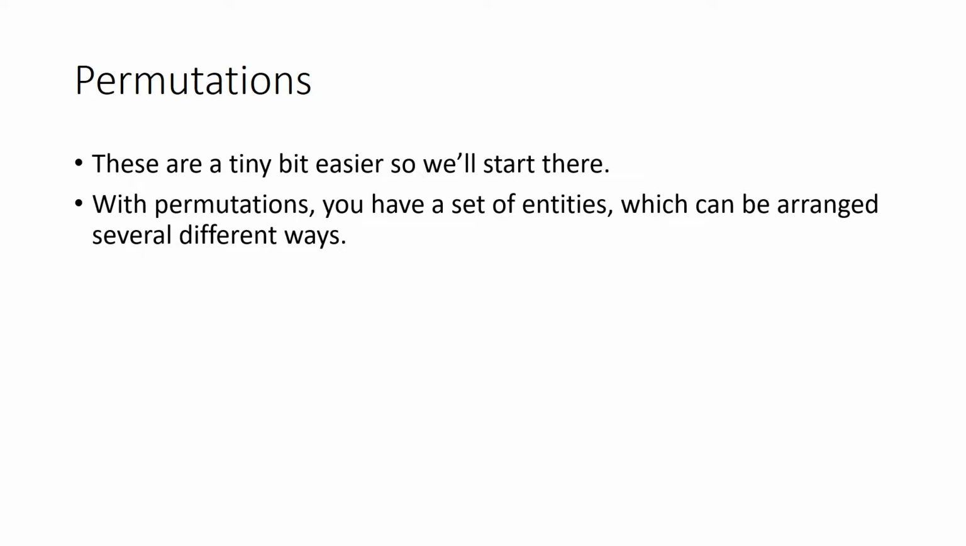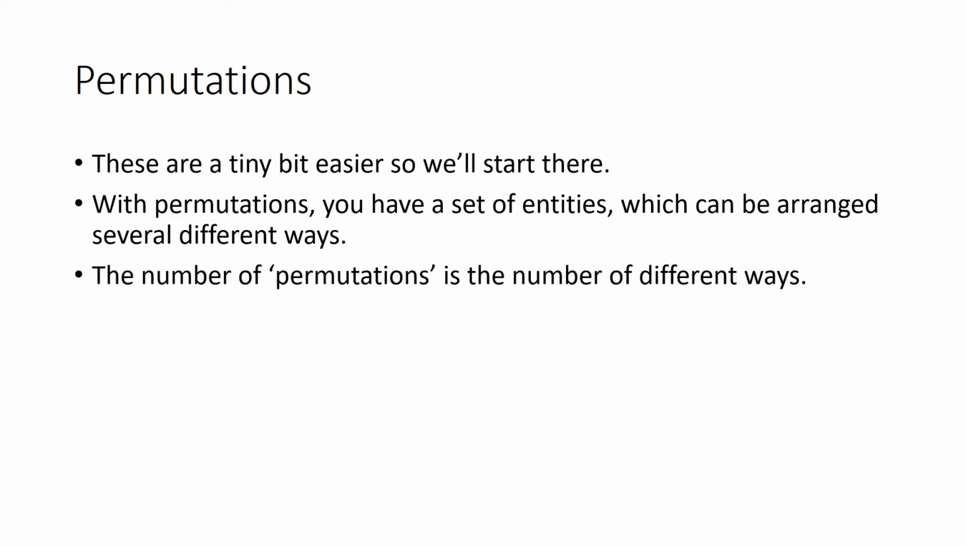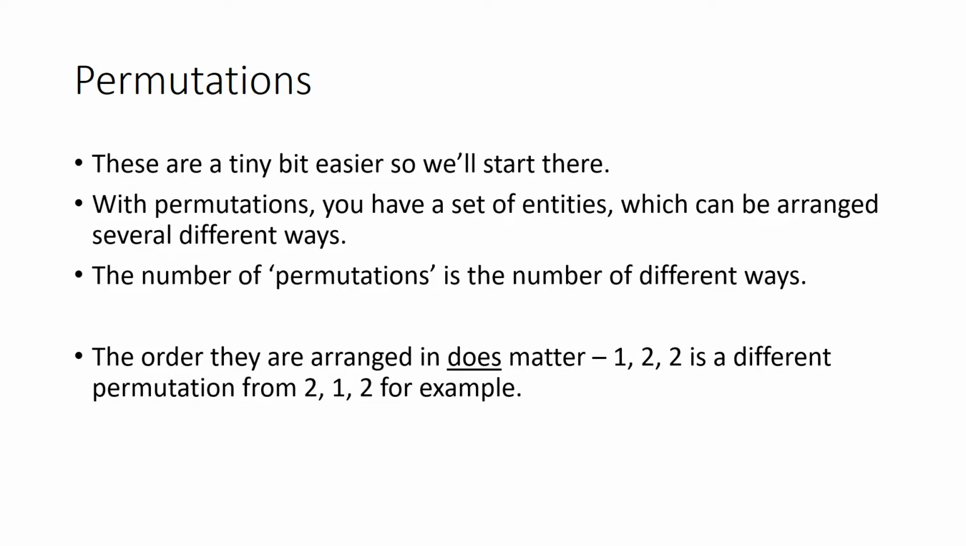So with permutations, you have a set of entities which can be arranged one of several different ways. And the number of permutations is literally just the number of different ways that you can arrange them. So in this case, the order they're arranged in does matter. So a 1 followed by a 2 followed by a 2 is a different permutation from a 2 followed by a 1 followed by a 2. So permutations would not be used when you're rolling 3 dice and then adding them up to get a total, because it doesn't matter what order they're in.